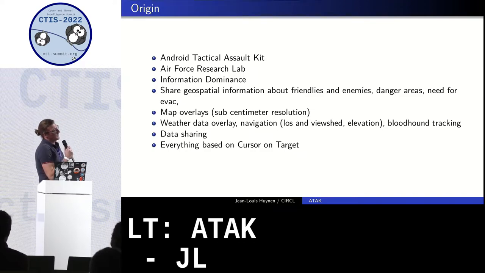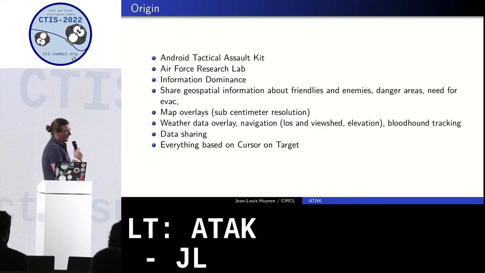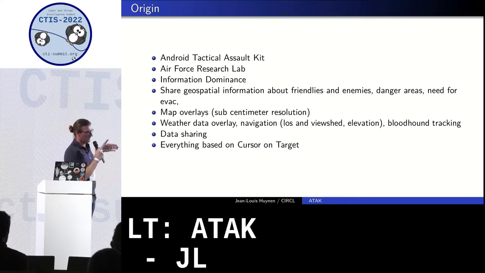Navigation has a lot of twists. Like for instance, you can get a line of sight to know if you can be under fire. A viewshed also, so you know where to go. If a soldier were to go somewhere, he can use a viewshed feature to be able to not be seen by the others, because you have all the elevation data inside. You have also bloodhound tracking, which means the system is able to calculate a path for you to meet someone else if you have a moving destination. A lot of things like this.